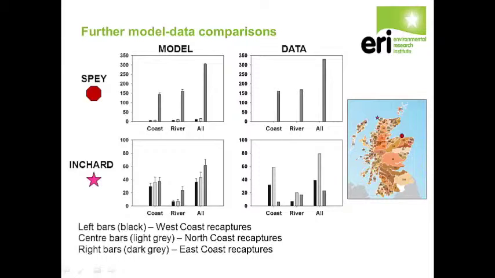And again, if we look at this inshore study in this respect, we can see that the model is predicting that most of the fish will go to the east coast, but in actual fact, in the actual tagging study, most of them were recaptured on the north coast.